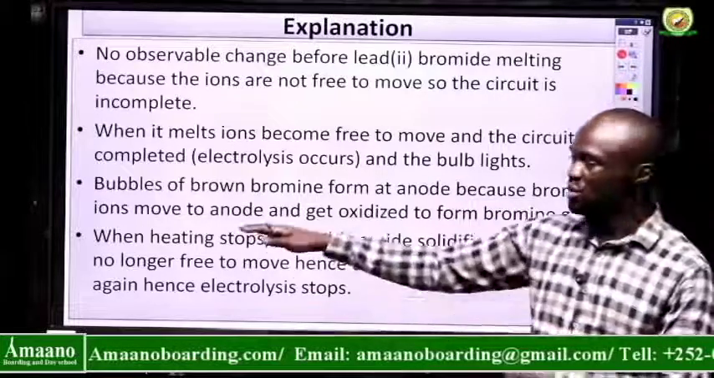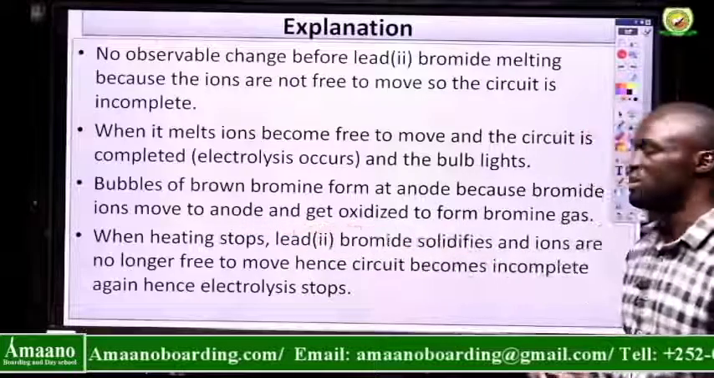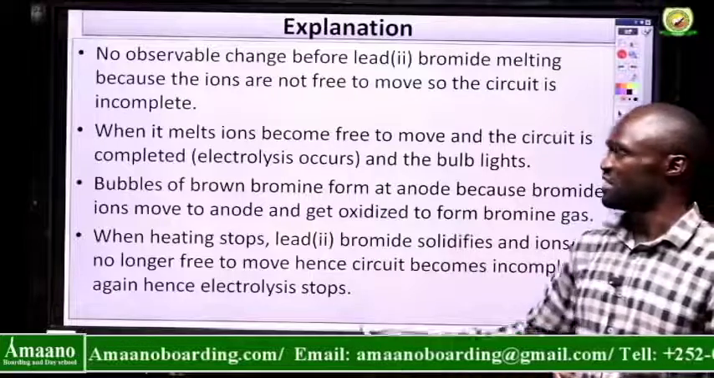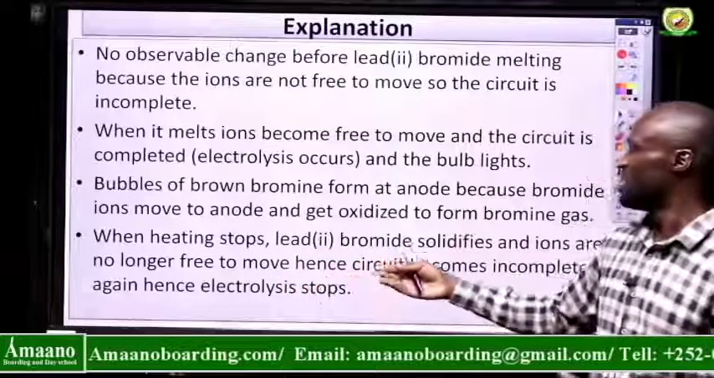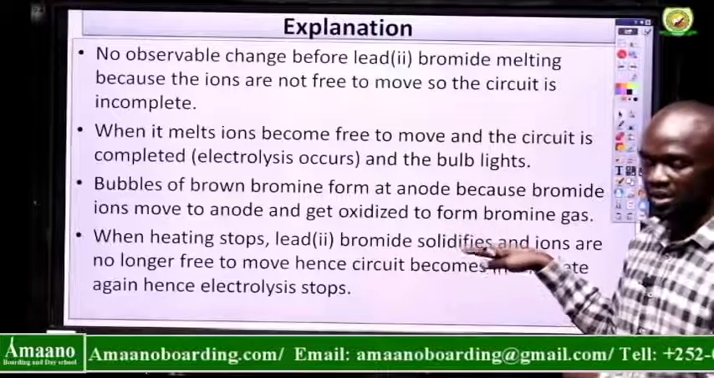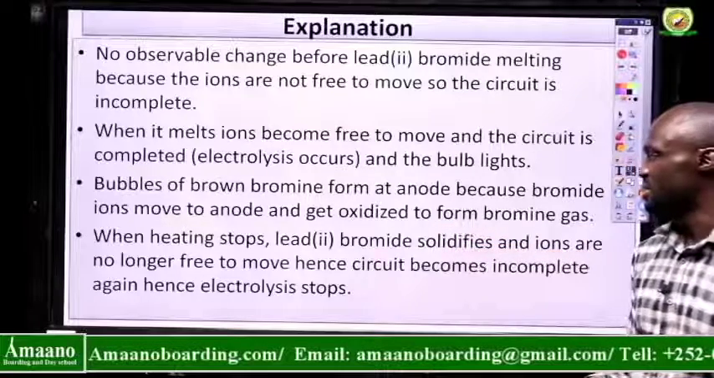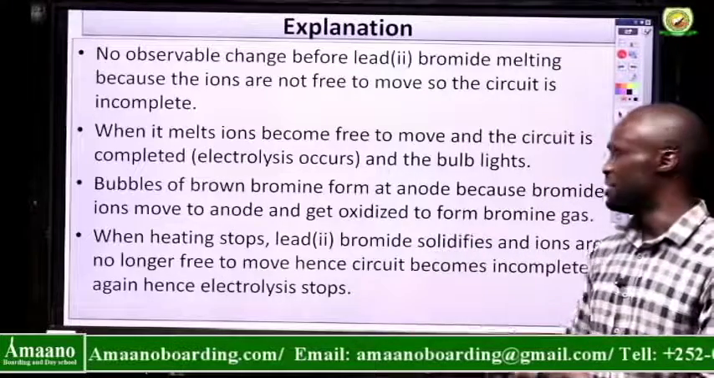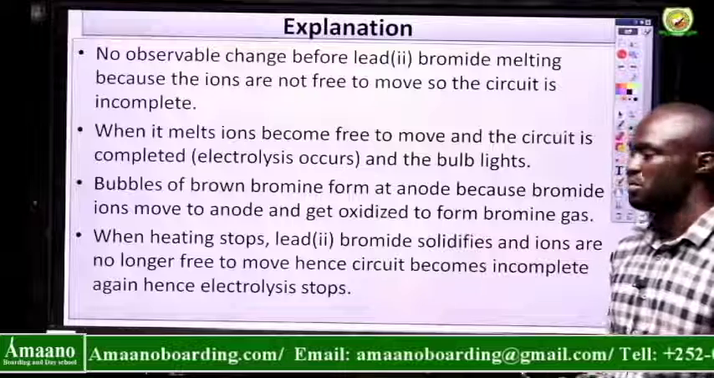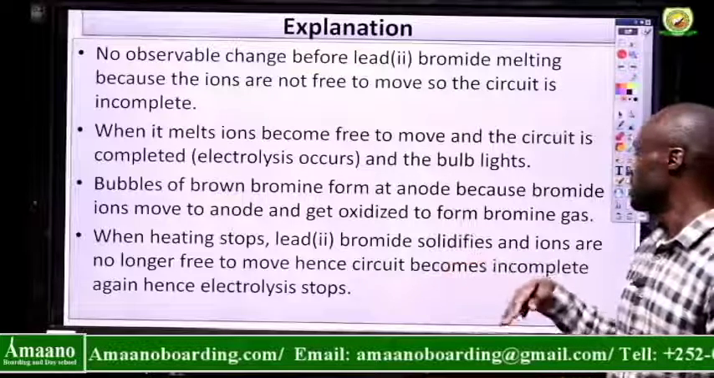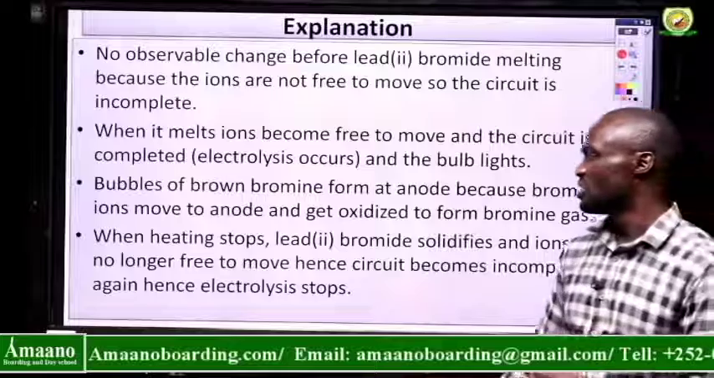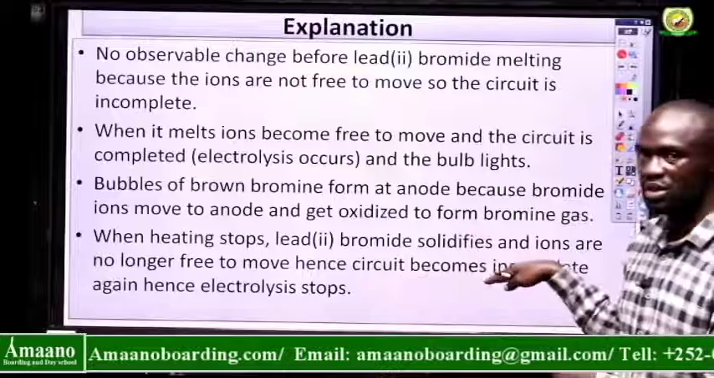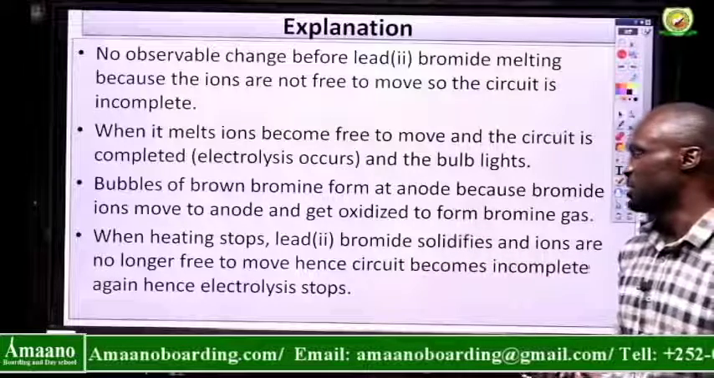And the bubbles of the brown bromine form at the anode because bromide ions, which are the negative ions, always are attracted to the anode, and when they reach the anode they get oxidized, they lose electrons, and then they form bromine gas. Then we said when you stop heating, everything stops, electrolysis stops, because the lead bromide solidifies and the ions are no longer free to move. So the circuit becomes incomplete again and electrolysis stops.